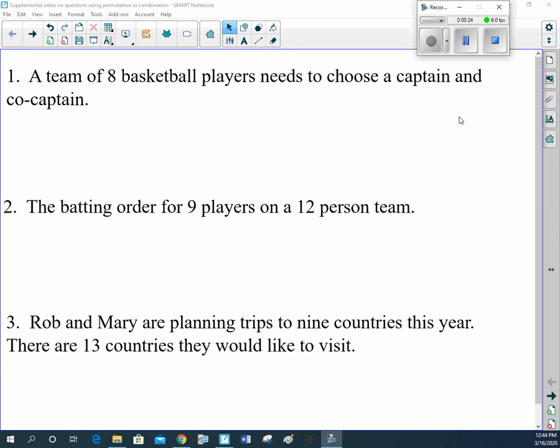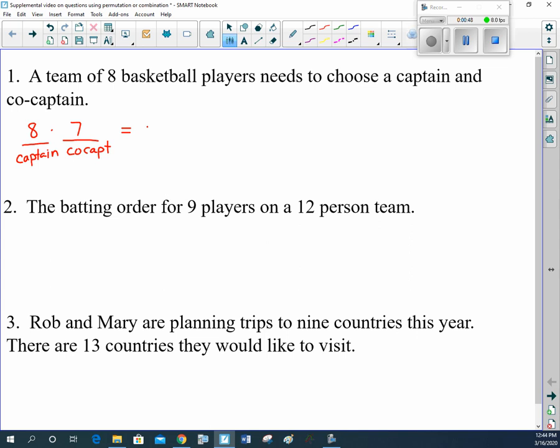So this first one, a team of 8 basketball players needs to choose a captain and a co-captain. You could actually do this one with the fundamental principle of counting. So you could say, okay, I'm going to pick a captain, and I'm going to pick a co-captain. There's 8 people to choose from for the captain. You choose one, so that means there's 7 people for the co-captain. Well, 8 times 7 is 56.